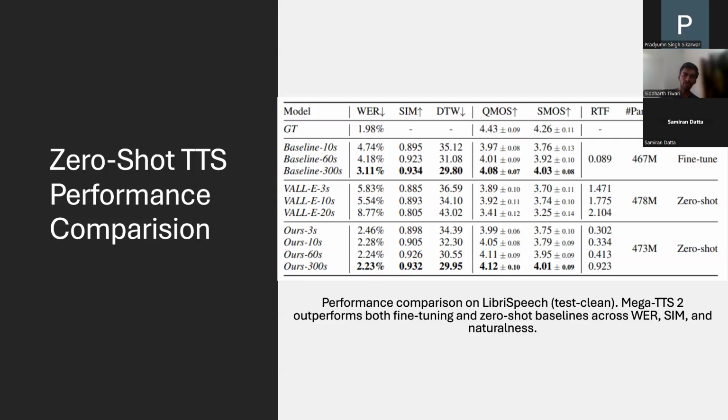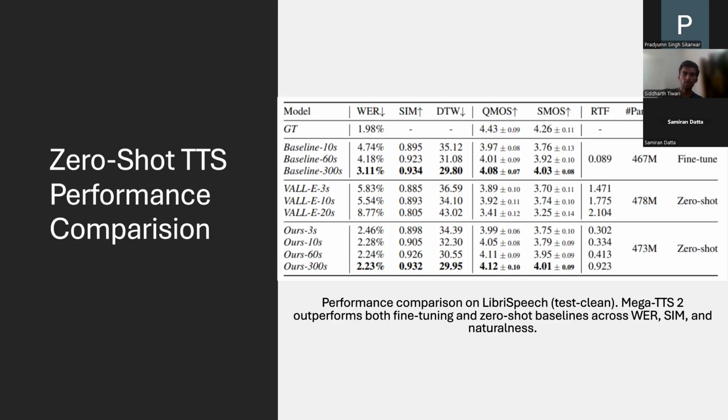So they have tested how well each model performed at different lengths of reference prompt, and we have increased the audio from 3 seconds to 300 seconds and tested our results. As we can see, for each model, baseline, VALL-E, and the authors' model, that is Mega-TTS 2, they have done the testing for 3 to 300 seconds of audio input. So we will discuss each thing one by one.